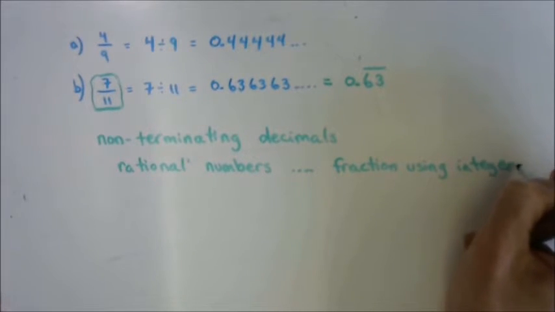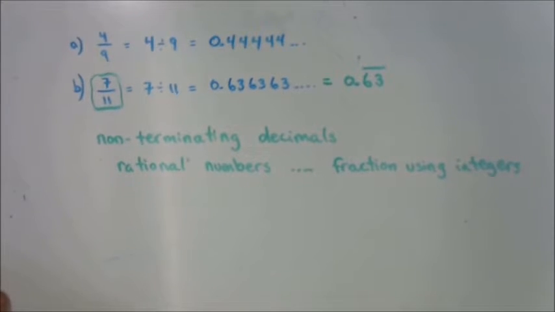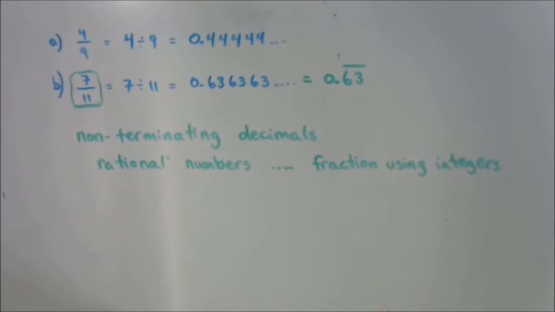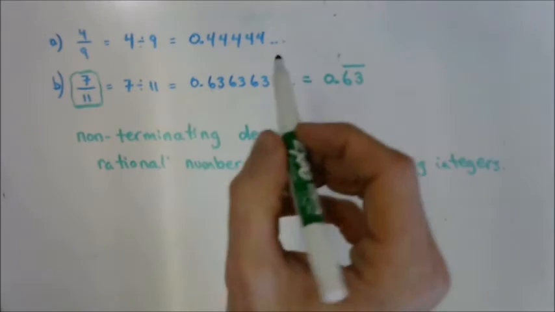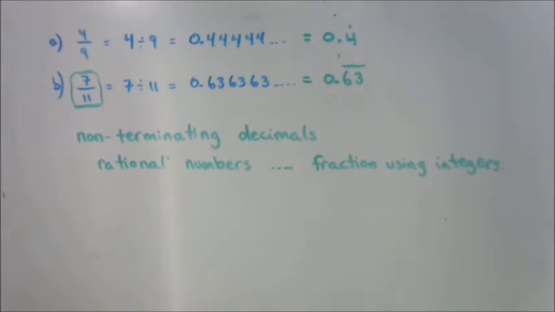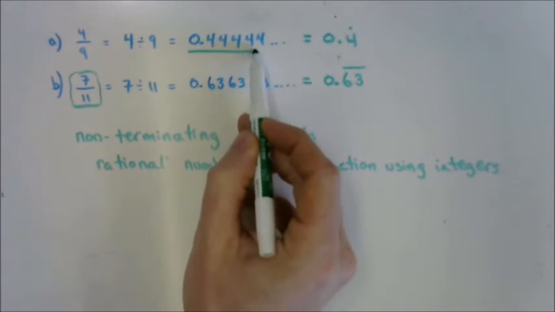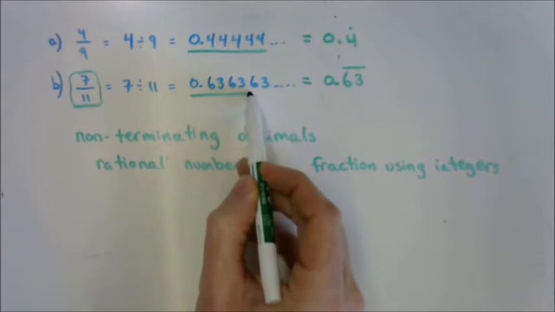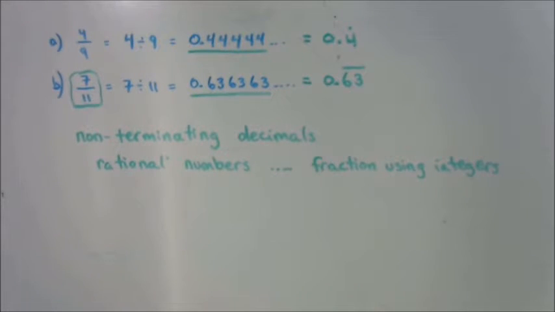How do you figure it out if you're given the decimal form only? Well, what do both of these examples have in common? 0.444444 and 0.63636363. They repeat. So if you're ever in a situation where you have a repeating decimal, you know that it can be represented as a fraction using integers. It is a rational number.